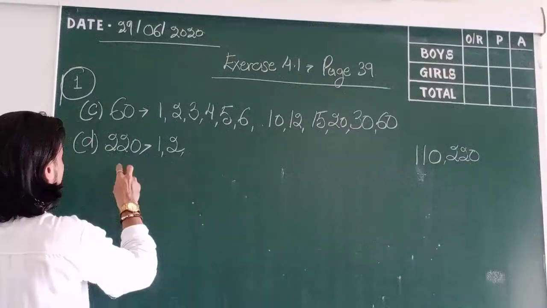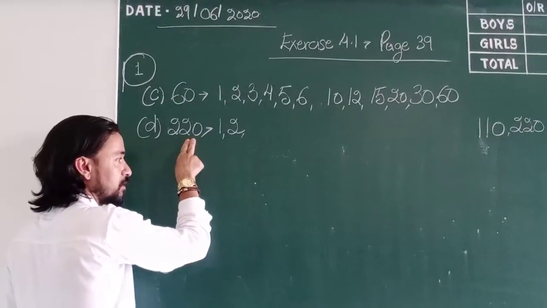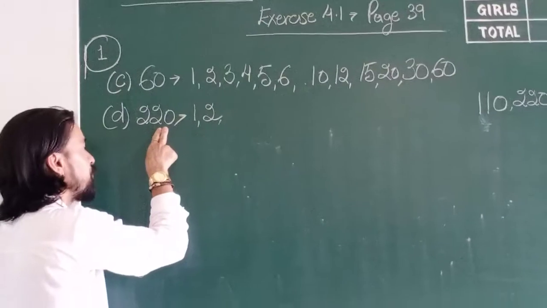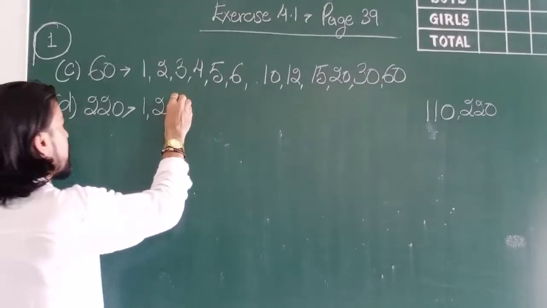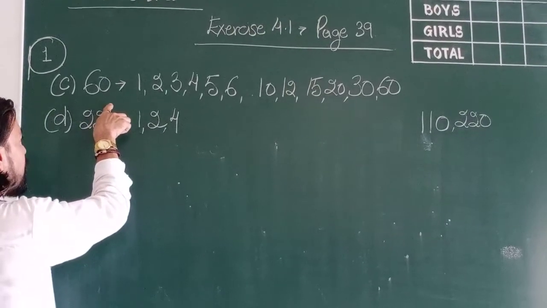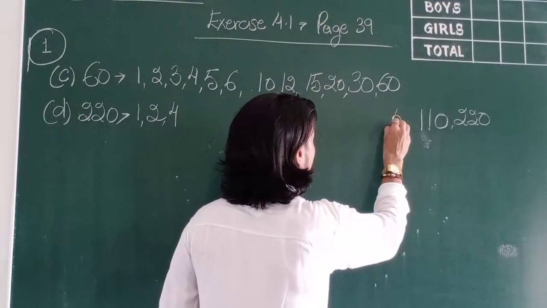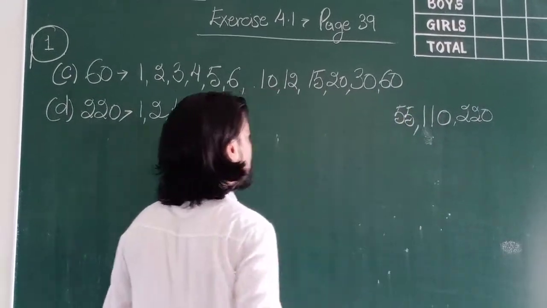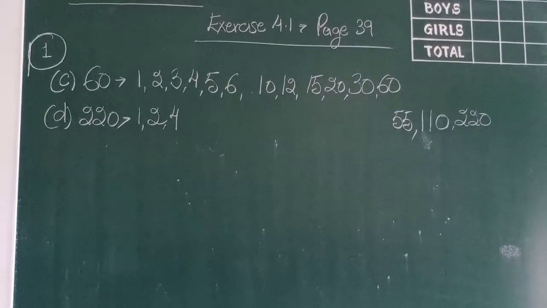Next number, 4. The last two digits: are the last two digits divisible by 4? Yes. So the whole number is divisible by 4. So 4 fives are 20, carry 2, 4 fives are 20. So 4 times 55 is 220.